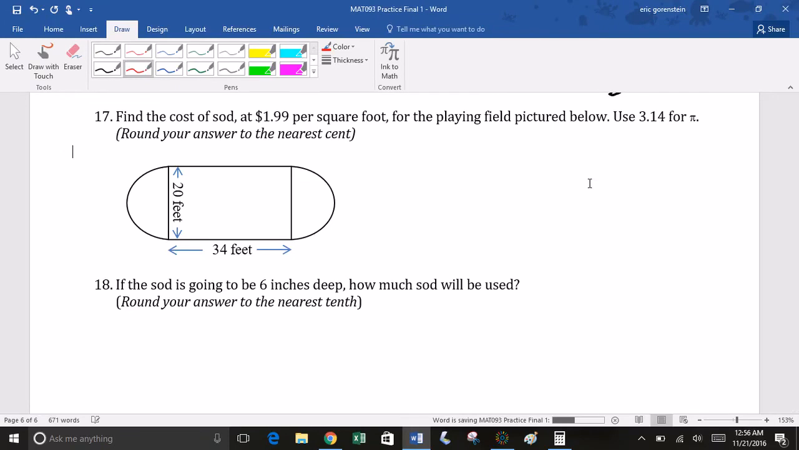Okay, so in this case, the problem involves finding the total cost to put down sod, which is grass that's already started growing, on this playing field. So the playing field that's pictured, well, first of all, I have 17 and 18 on the screen. These two problems are related. They're both using this diagram.